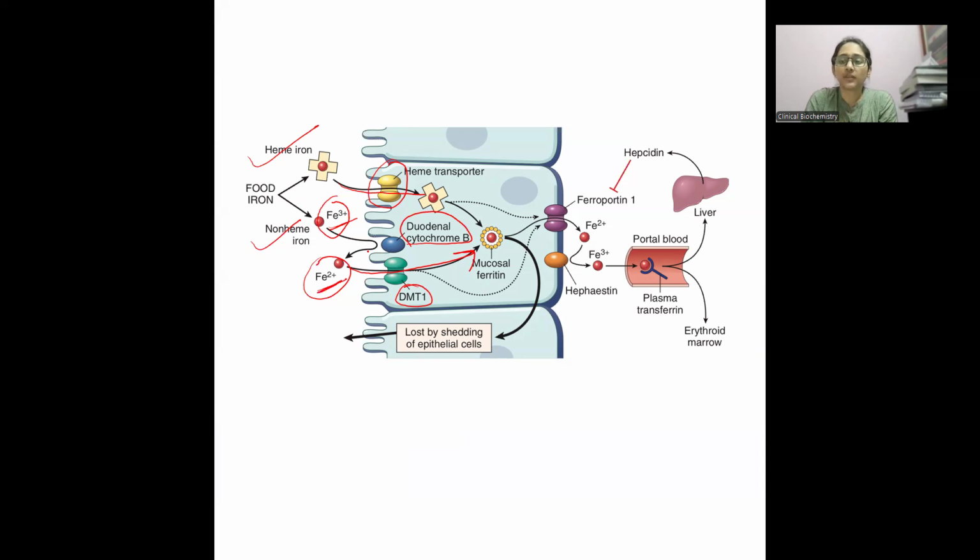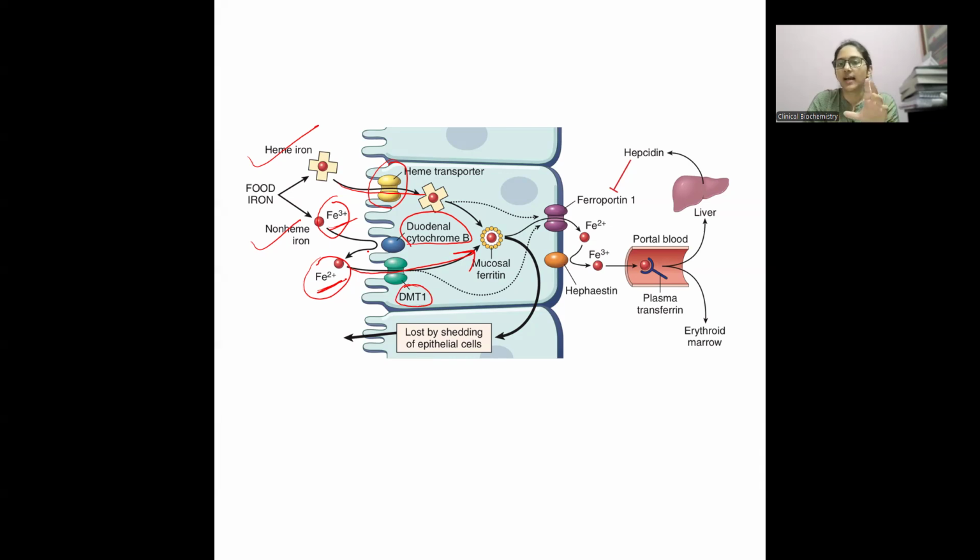Yes. So if the duodenal cytochrome B is absent, then the conversion of ferric to ferrous becomes deficient. That can be a reason for iron deficiency anemia. That is why we always suggest giving lemon juice or orange juice along with the iron supplement, to enhance the conversion of ferric to ferrous, so that it can be easily absorbed in the ferrous form.